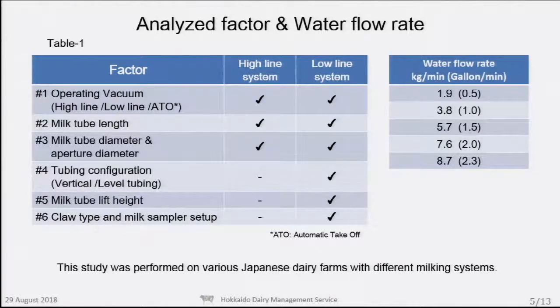Analyzed factors are operating vacuum, high line system, low line system, high line system with ATO, automatic takeoff, milk tube length, milk tube diameter, and aperture diameter, tubing configuration, vertical tubing, level tubing, milk tube lift height, flow type, and milk sampler setup.